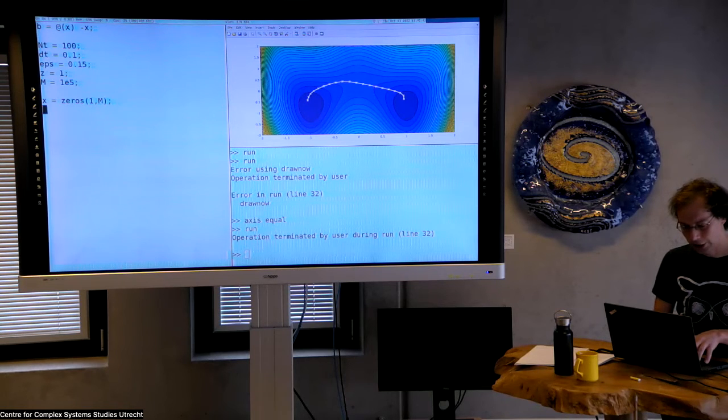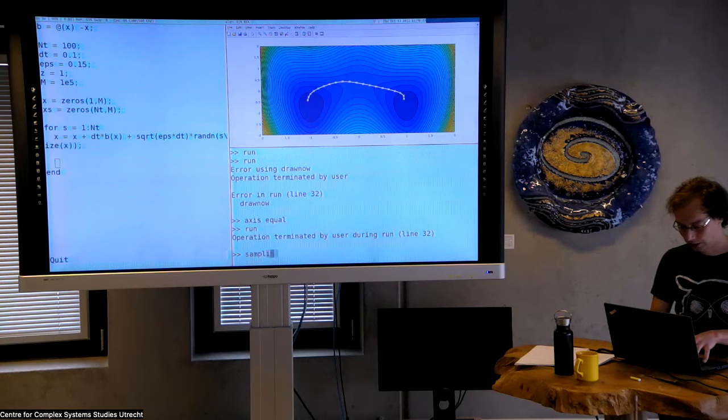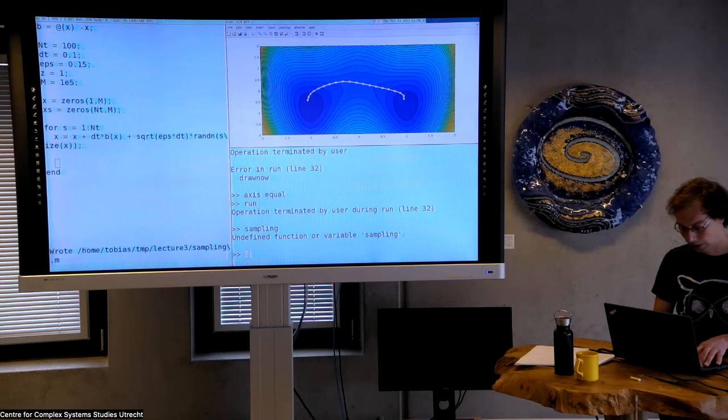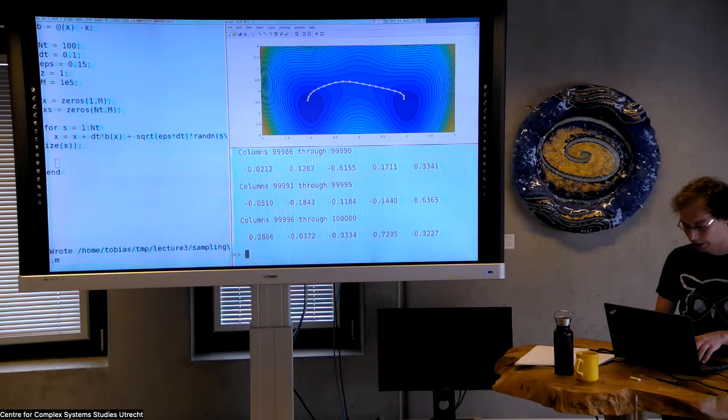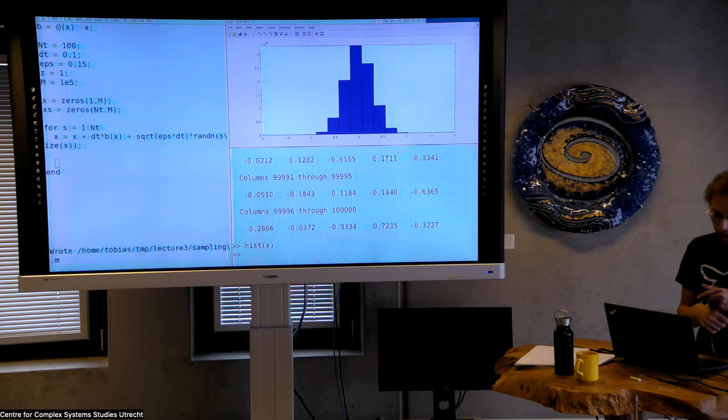X is just m realizations, and the trajectories themselves are with an nt. And then I say the step going from 1 to nt. I'm just integrating the equation for now. X is equal to x plus delta t times b of x plus square root of epsilon times delta t times a random number. This is the SDE. Did I call it sampling? Yeah, that's 100,000 random variables, random realizations. Gaussian around 0, that's what you would expect.